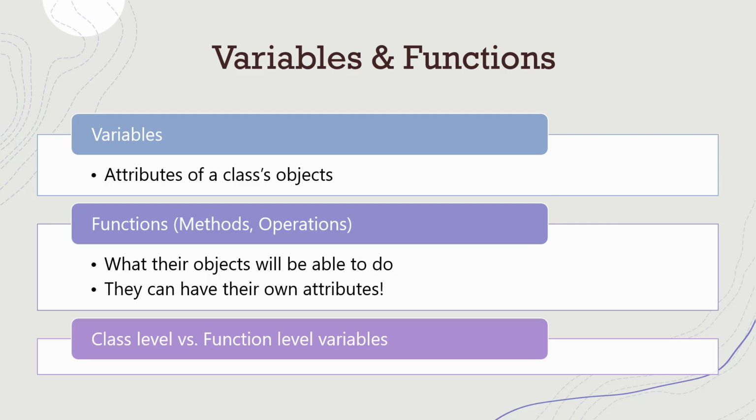Functions are part of a class code that define what objects will be able to do once they are instantiated or created. In other words, what functionalities or capabilities objects of a class will have upon their instantiation are defined in the code of methods of a class. Methods can also have their own attributes and hence their own variables.